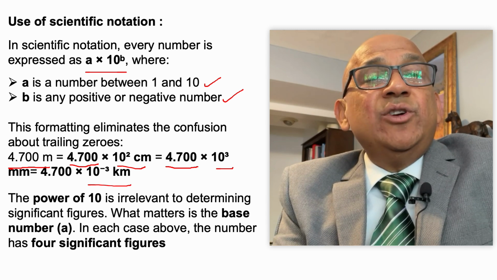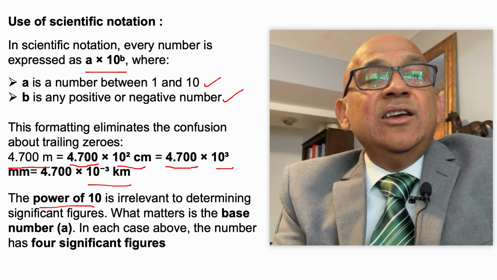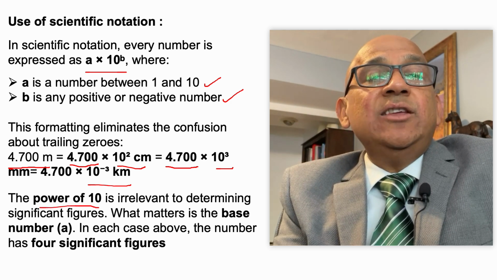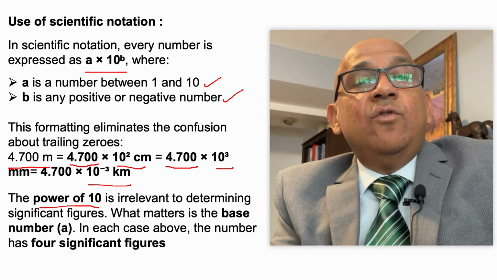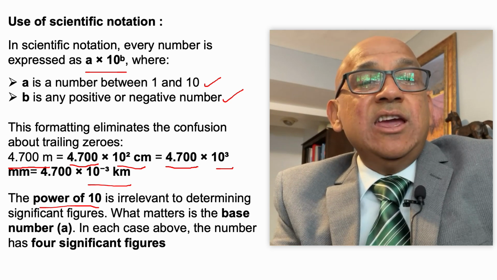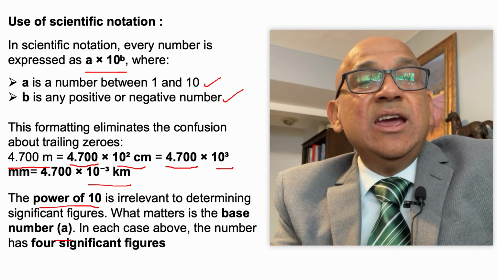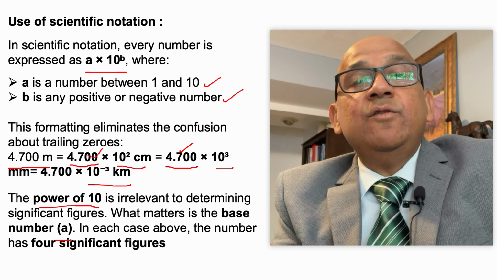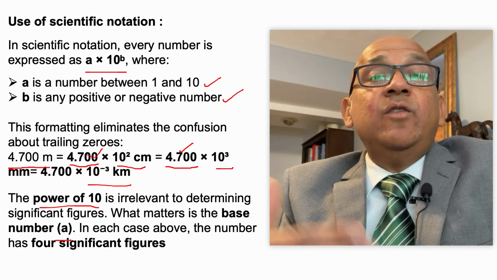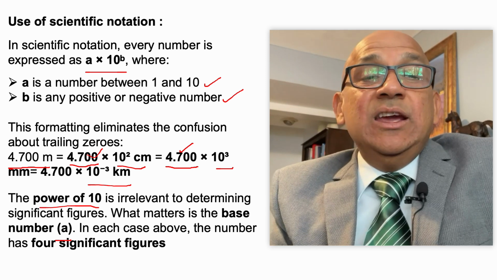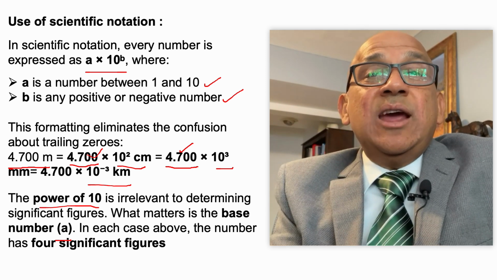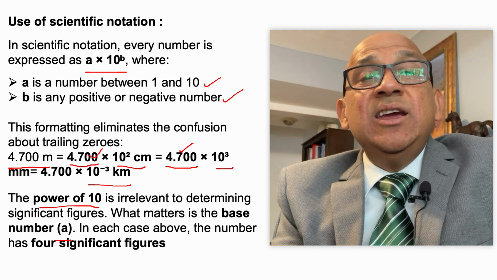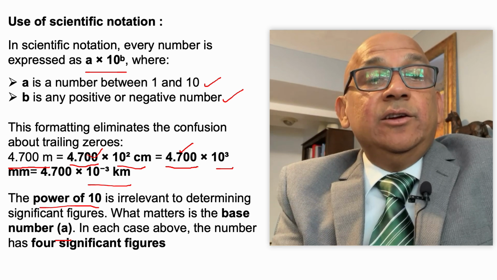So you see the number of significant figures remains the same. The power of 10 here is irrelevant to determining the significant figures. What matters is the base number a, which always has the same number of significant figures. So that is why scientific notation is very widely used. It helps in avoiding ambiguity when we present our results.